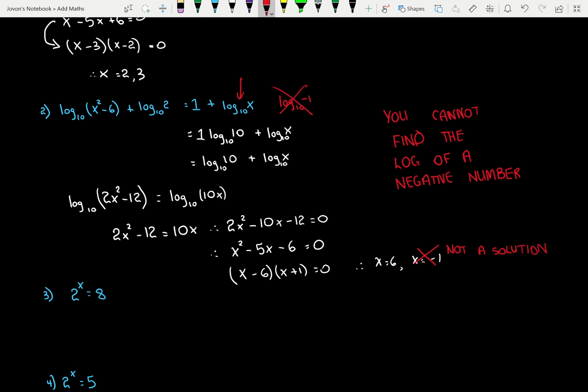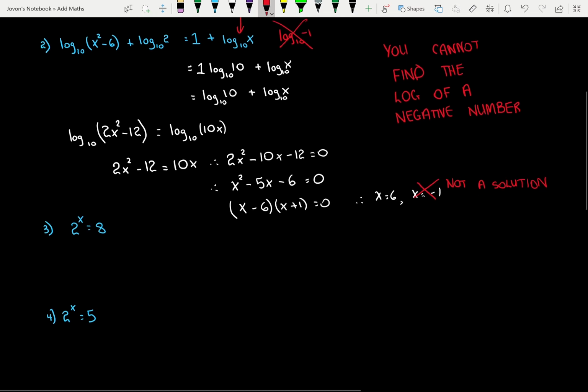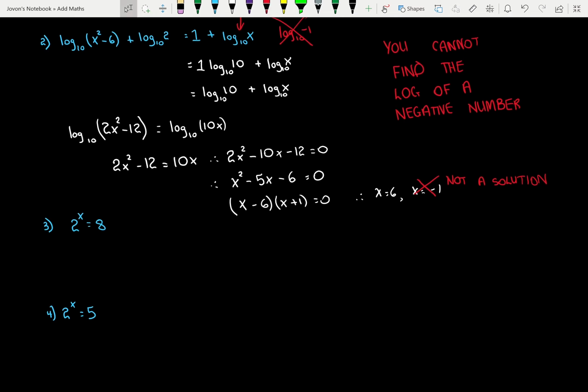So whenever you get a value for x, whenever you're solving for x or y or whatever, make sure you put it back into the equation and make sure you can solve back the equation. So that was that question. Remember, you cannot find the log of a negative number.